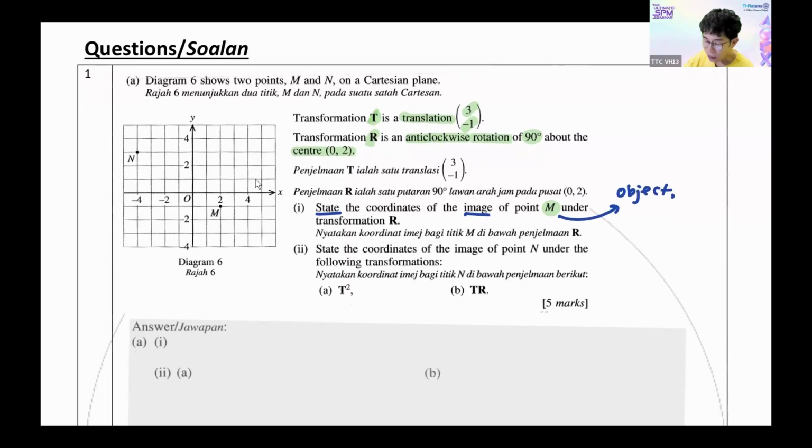Then after that, you look at the next question. Next question: state the coordinate of the image. And after that, they repeat the word point N under the following transformation. The following transformation, you can just ignore it because everything is already over here. They ask you to do according to the given transformation above.